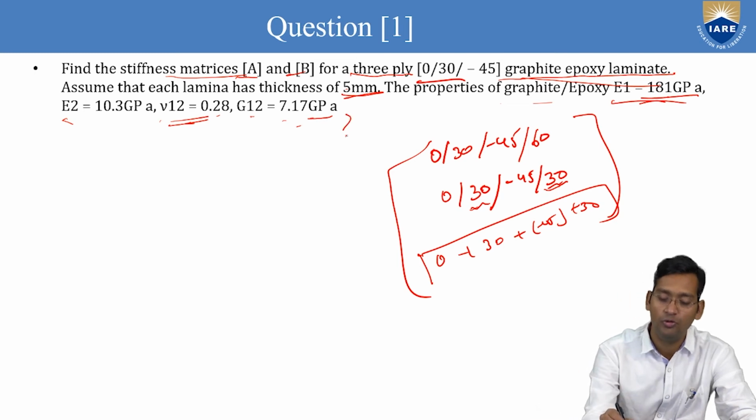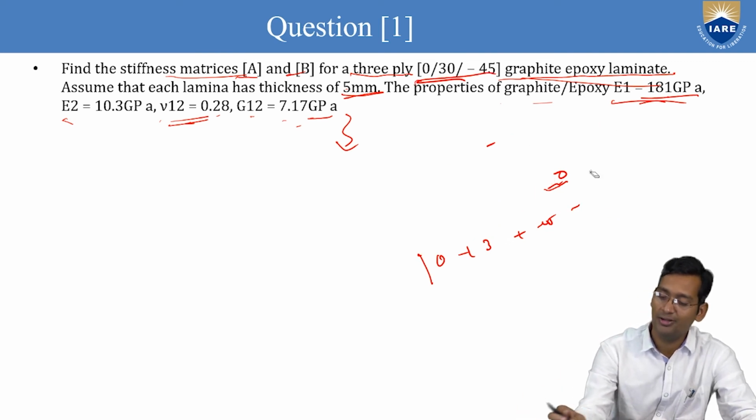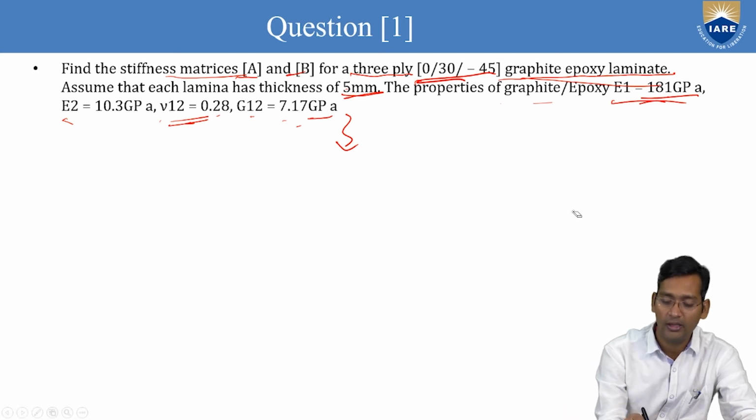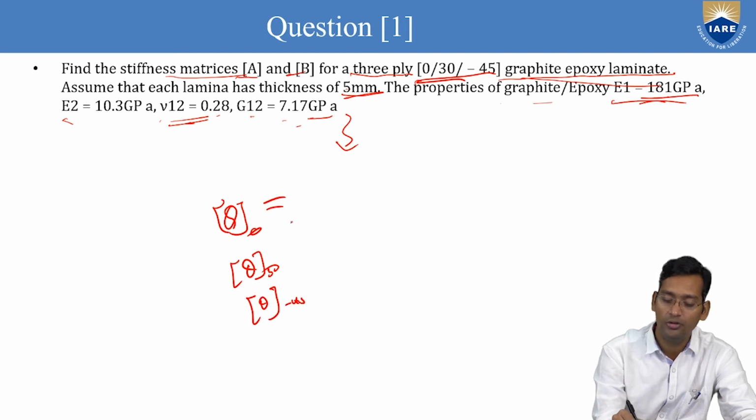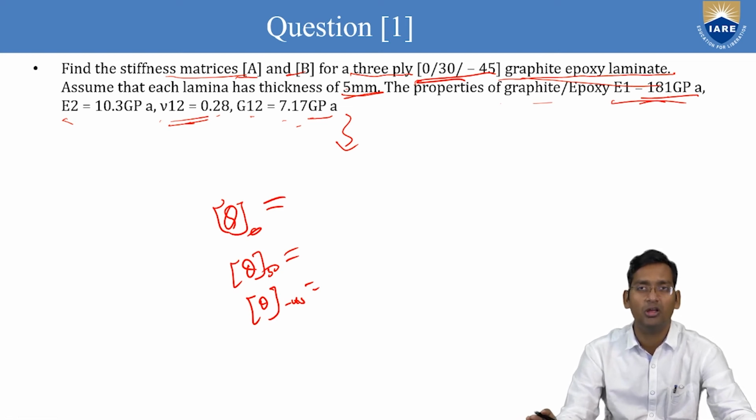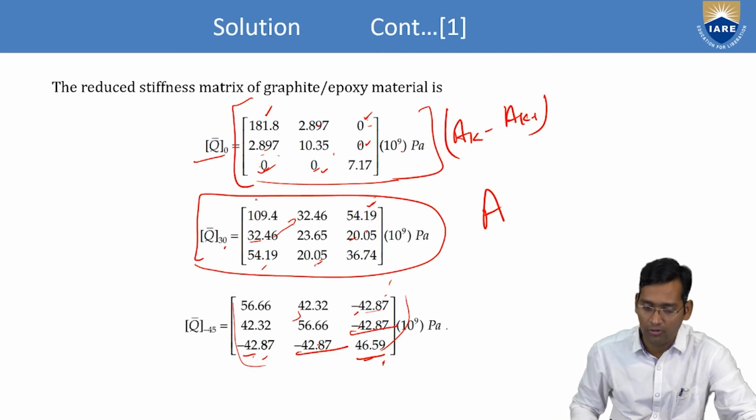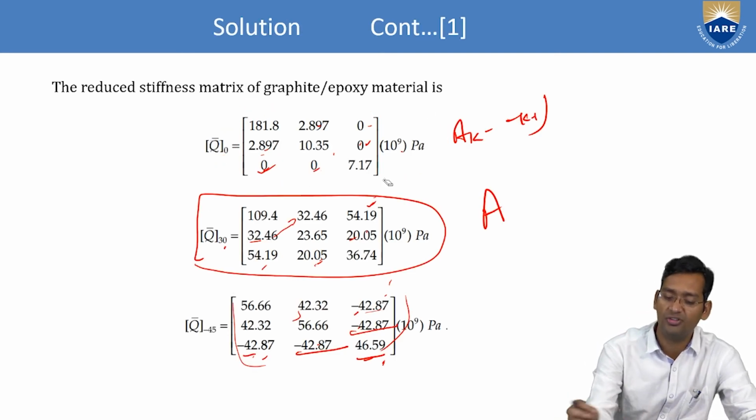From here, first we will find the reduced stiffness matrix for all the 3 plies. So reduced matrix Q for 0 degree, Q for 30 degree angle, and Q for minus 45 degree angle. So these 3 reduced matrices are required. Once we have these 3 reduced matrices, then we can directly go for the formula and find the matrix A and matrix B. So here these things are given. Now let's see how to write the reduced stiffness matrix.